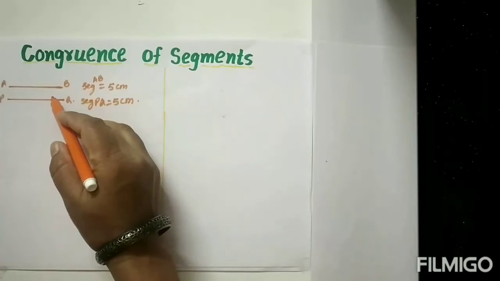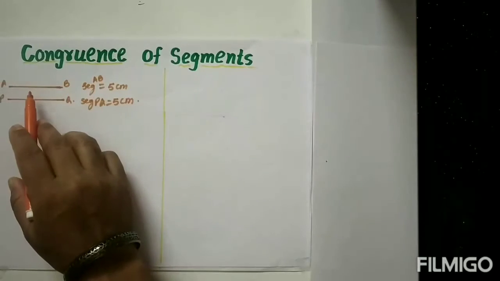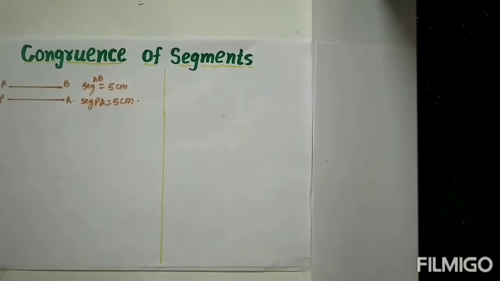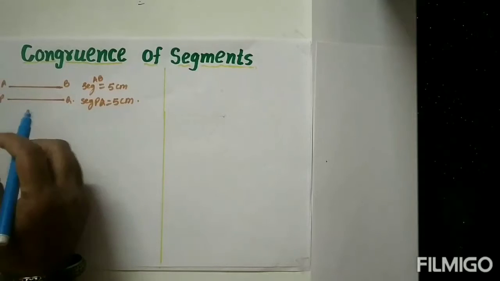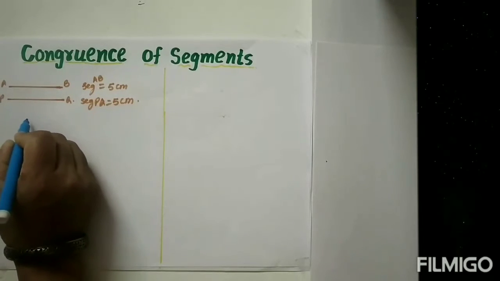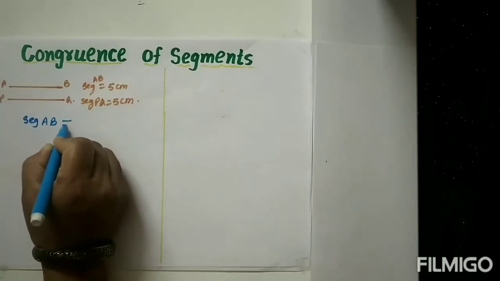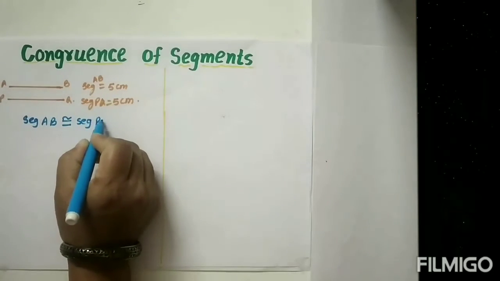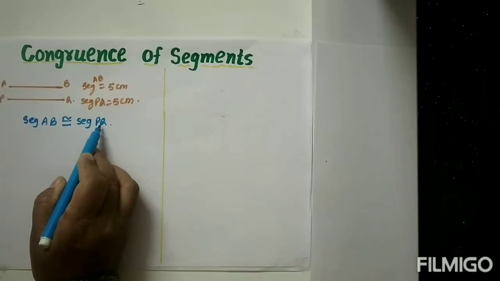Means both the segments are congruent. This segment AB and segment PQ are congruent. If segment AB and segment PQ are congruent, it is written like this: segment AB congruent segment PQ. Means segment AB is congruent to segment PQ.